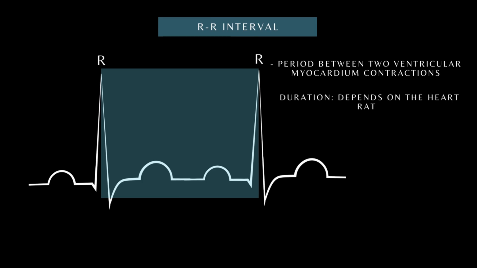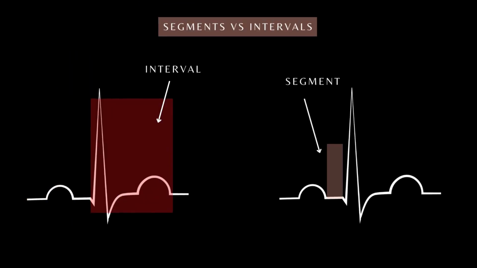In sinus rhythm, this interval should be constant. The duration of the RR interval depends on the heart rate. It is measured from the beginning of an R wave to the beginning of the next one. That is, the period between 2 consecutive ventricular contractions.